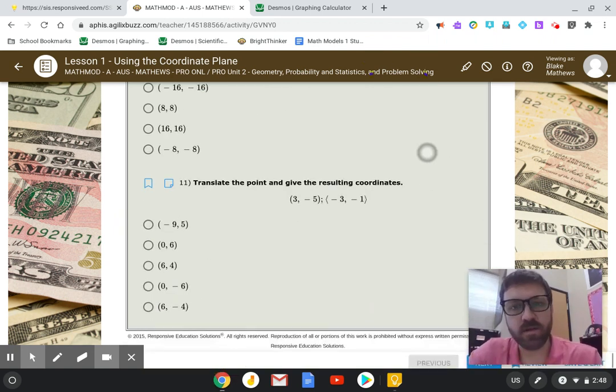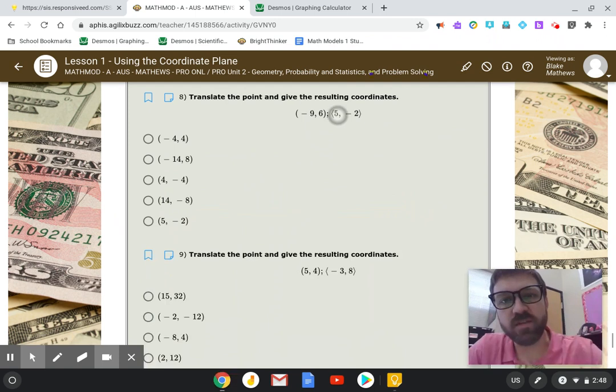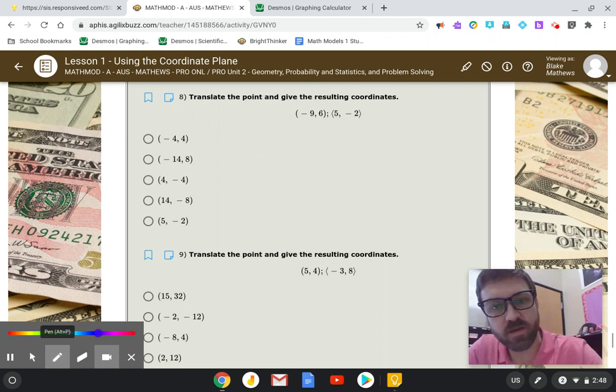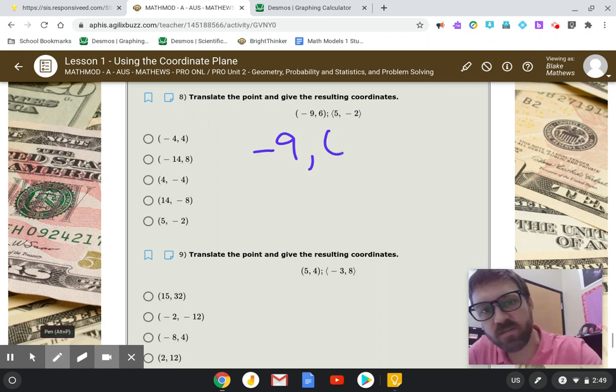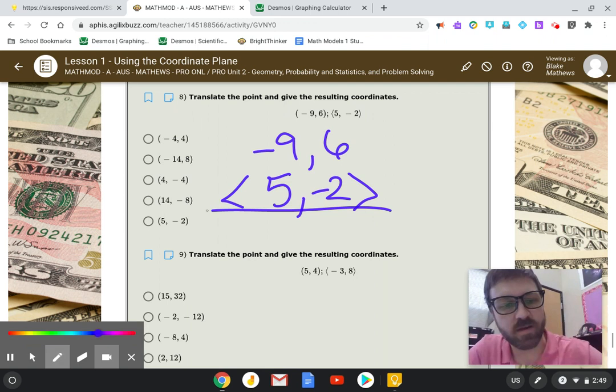Lastly, I think this is all there is. Yep, 4 questions, all dealing with translation. I'll do one of them. A translation is basically telling you what to do to the x and the y value. So if I start with -9 and 6, and this tells me to do 5 and -2, I'm literally adding that essentially. So I'm taking these values and I'm combining these.